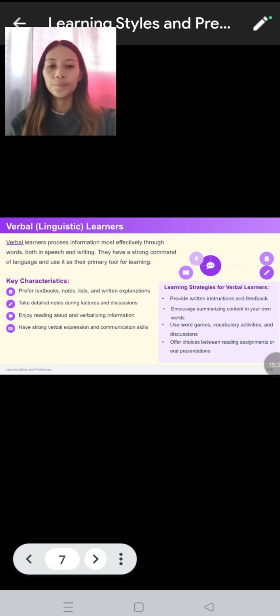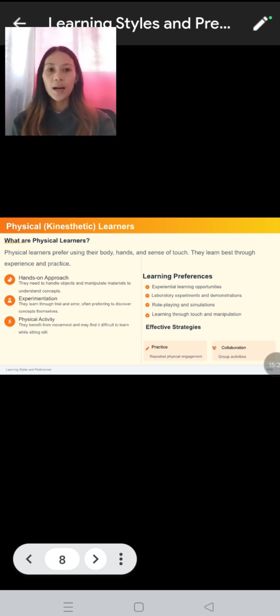So next slide. We have physical kinesthetic learners. Physical learners prefer using their body, hands, and sense of touch to understand things. They learn best through experience and practice. If they can touch it, build it, or move around while learning, they will understand it much better. So these are the main ways physical learners like to interact with new information. We have hands-on approach. They need to physically handle objects and move materials around to truly grasp a concept.